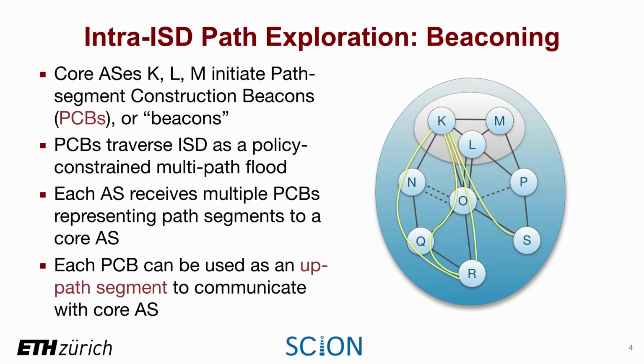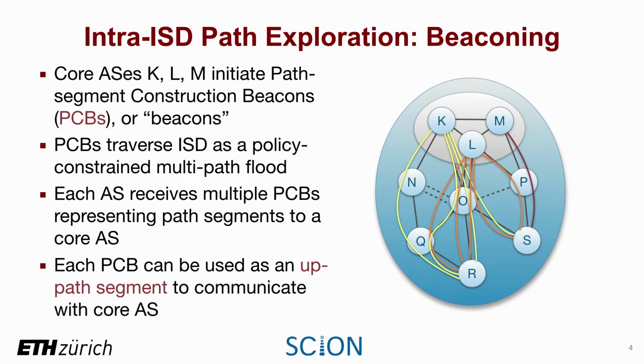In this picture, you see a set of PCBs sent out by core AS K, and you can see the yellow paths that these PCBs trace as they traverse the different ASs in the network. AS L similarly sends out PCBs, and you can see their paths traced as these orange lines. And similarly, core AS M sends out a beacon that goes through P and S and traces that path.